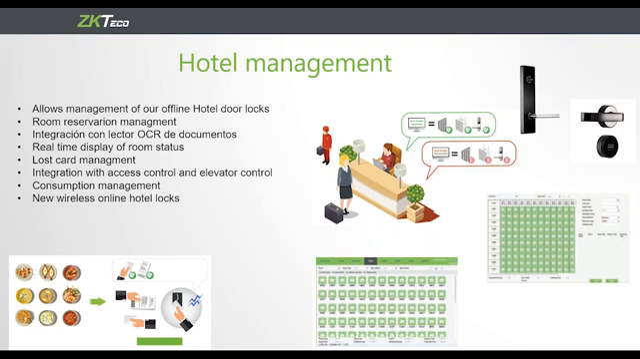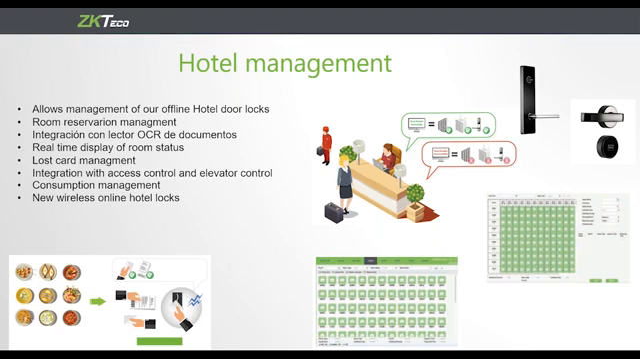It means that if his room is in floor number 2, we can activate in his card that he will only have access to floor 2. We also have consumption management. It means that we are able to bill at the end of the stay the consumption that the guest has done in the mini bar and the restaurant, and then generate a bill with this.